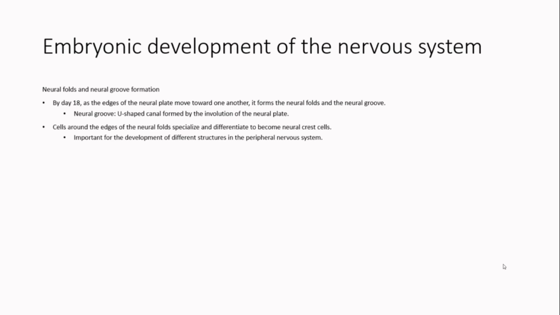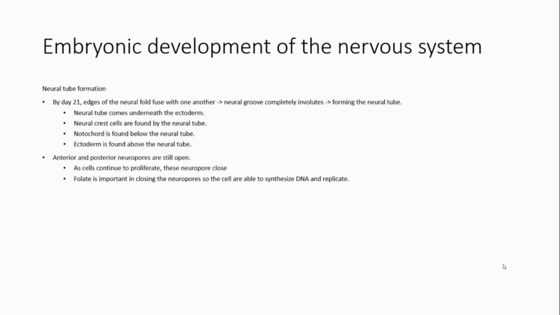So by day 18, the edges of the neural plate will move towards one another, like we said, and it will form a neural groove, like a canal, and neural folds. And at the end of these neural folds, we will have cells that we call neural crest cells, and these neural crest cells are really important because they will develop into different structures, and these different structures will be a part of the peripheral nervous system.